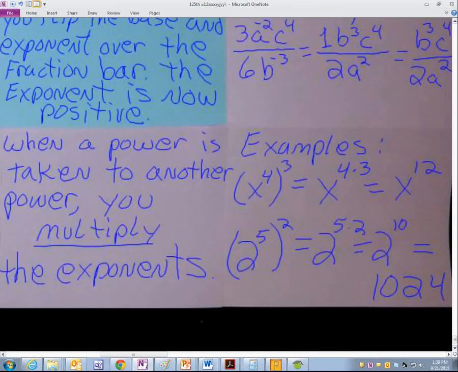When a power is taken to another power, you multiply the exponents. For example, never mind, they can't see that part of the screen yet.